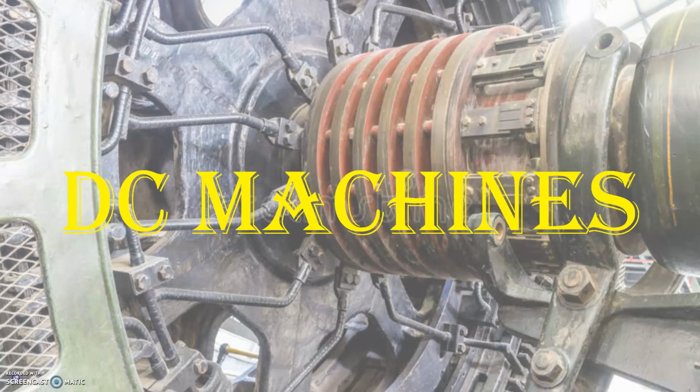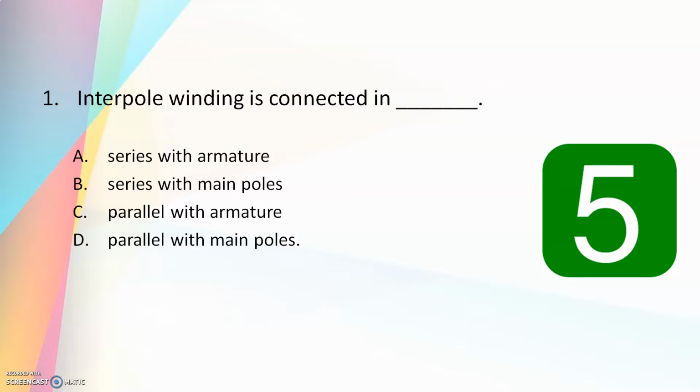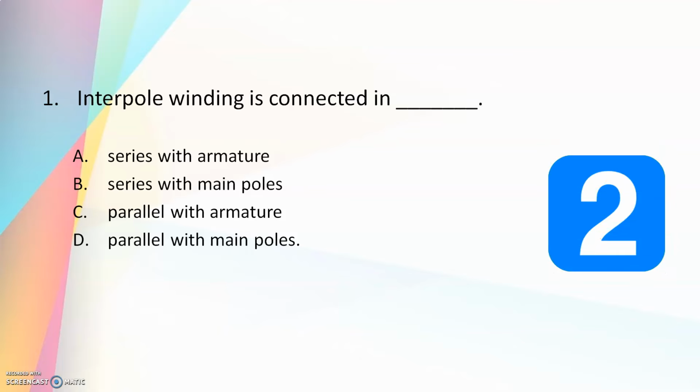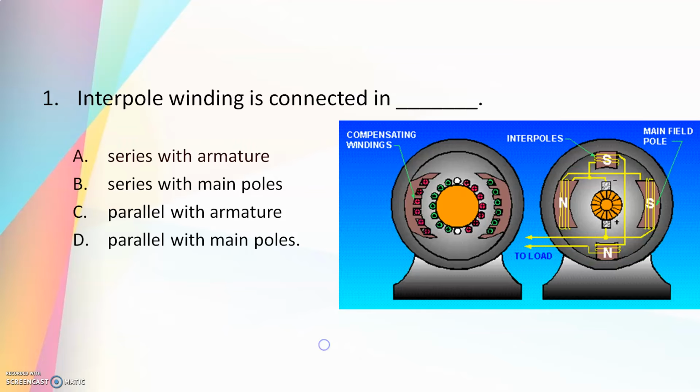And the first question is: interpole winding is connected in series with armature, series with main poles, parallel with armature, or parallel with main poles. And the answer is series with armature. Interpoles are small narrow commutating poles connected in series with the armature. It produces an extra flux to neutralize the reactance MMF produced at the time of commutation process.